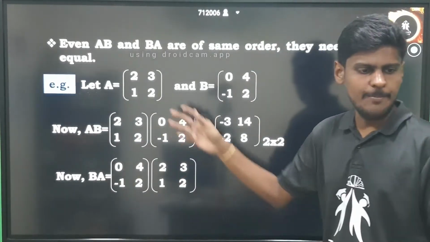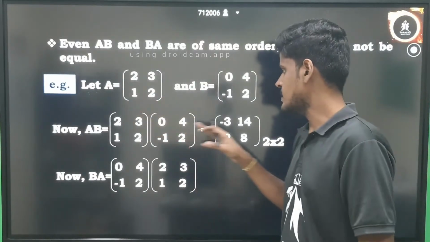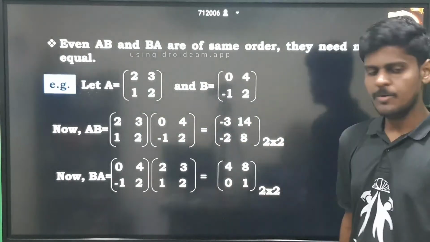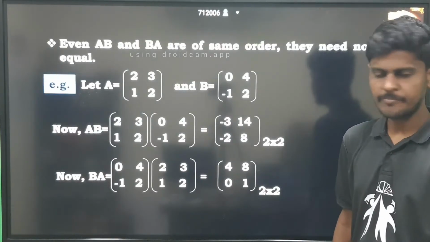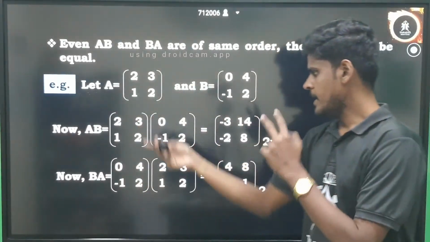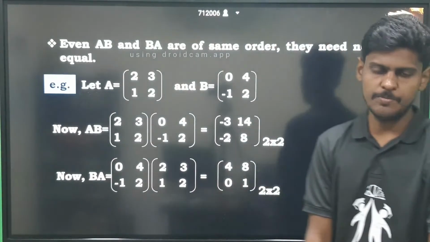You know how to multiply two matrices? AB matrix is given by this. What is BA matrix? It is coming out to be this matrix. So what we understand from this example, AB may not be necessarily equal to BA.